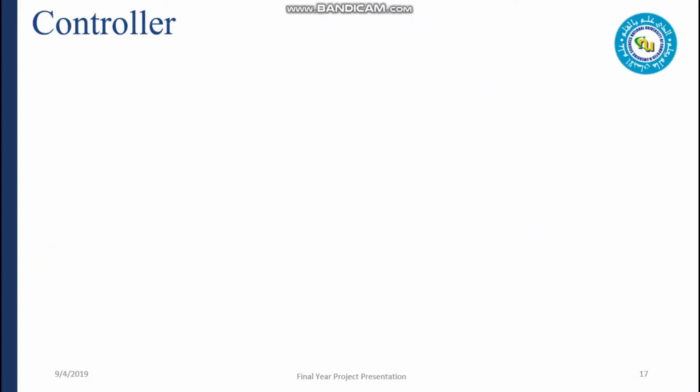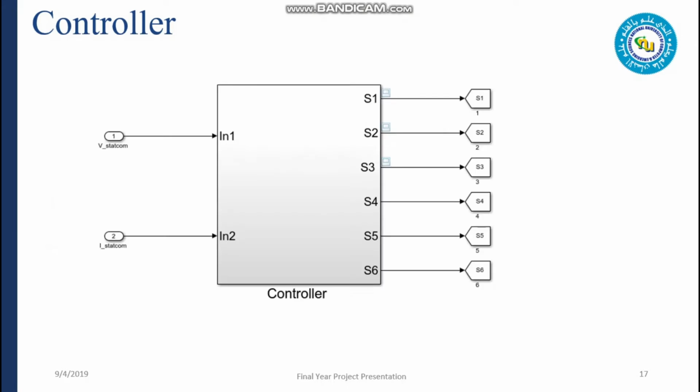From here, I'm going to guide you through the implementation of our Statcom controller, which can also be called the brain of our project. As you can see, this is the Simulink diagram of our project controller, whose inputs are three-phase voltage and current and whose outputs are six switching signals that go to the inverter, which produces the corresponding reactive power based on these switching signals.